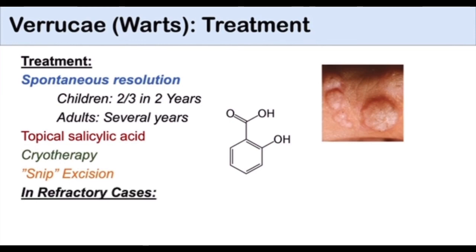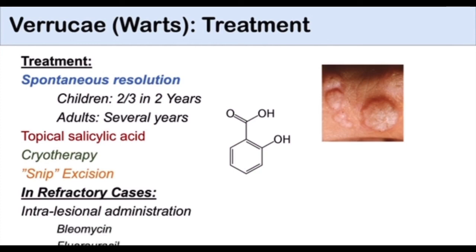However, if you continually try to treat the wart and it doesn't seem to go away, we can use a couple of different things. We can use intralesional administration of either bleomycin or fluorouracil. And you may see that, gee, these are actually chemotherapy agents, and in fact they are chemotherapy agents used in a variety of different cancers, but these can actually be used to treat very difficult warts.